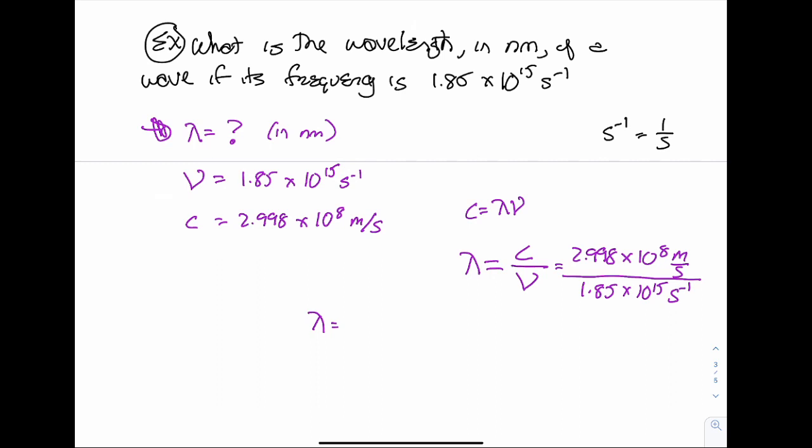Make sure you're using that scientific notation button on your calculator. If you're not, then make sure you put parentheses around your numbers before you divide them. And I end up with a wavelength of 1.62 times 10 to the -7th meters. Again, we're not done because our problem wants it in nanometers, but now it's just a unit conversion.